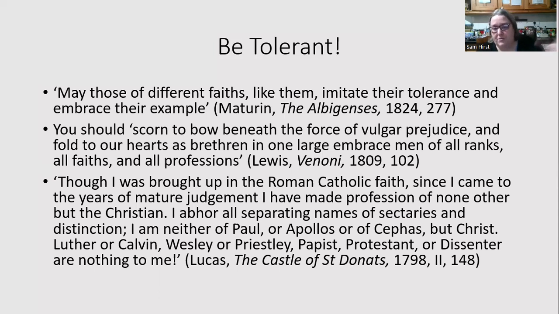Just so that if you're not as familiar with the theology, Luther or Calvin were key early Protestant theologians. Wesley is the founder of Methodism, Priestley of Unitarianism. Papist is the contemporary term that was often used about Catholics.